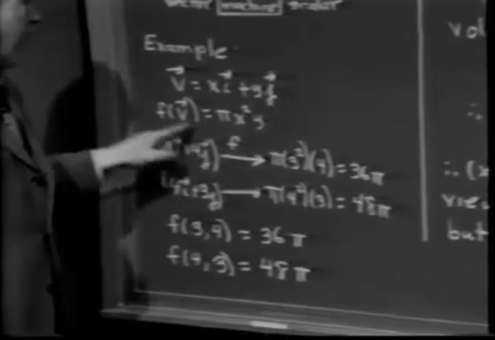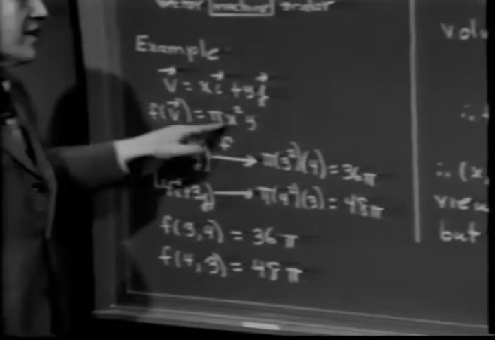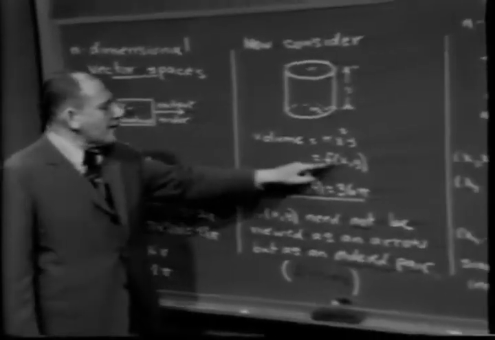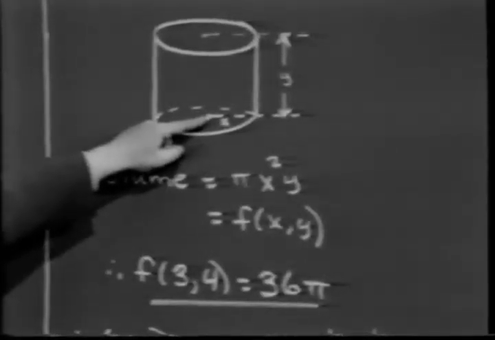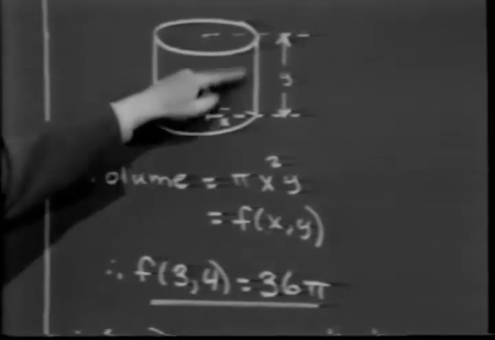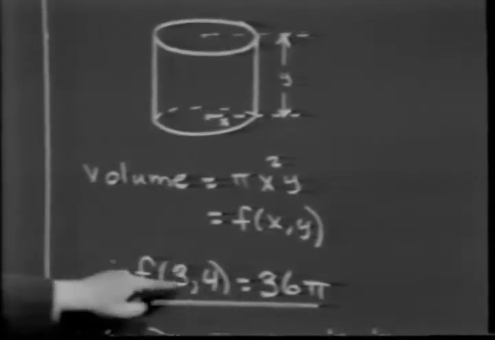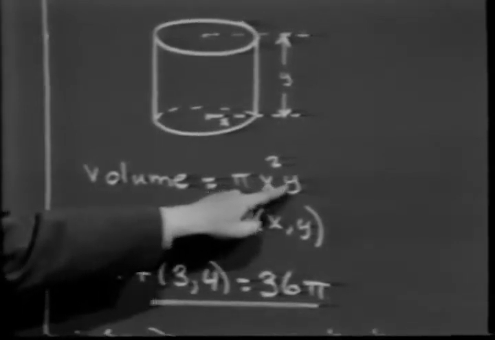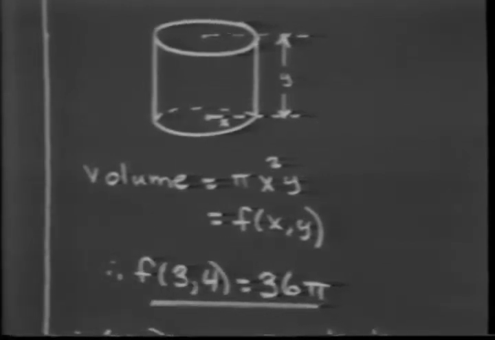notice that, given that the input was x comma y, the output was pi x squared y, so the volume is f of x comma y. In particular, if I want the volume of the cylinder, the radius of whose base is 3 and whose height is 4, so x is 3 and y is 4, what I really want is f of 3 comma 4, that's pi times 3 squared times 4. F of 3 comma 4 is 36 pi.